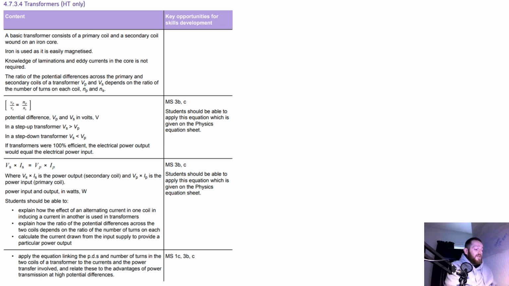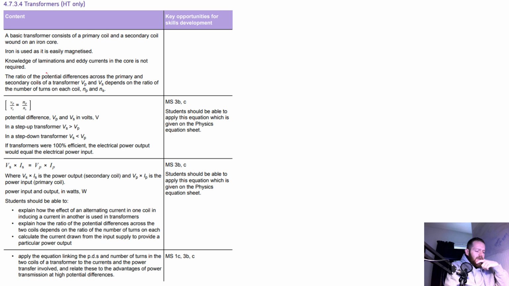A basic transformer, so this is the content that you need to know on the left-hand side. A basic transformer consists of a primary coil and a secondary coil wound on an iron core. Well, you've done that in P2, that's nothing new. Iron is used as it's easily magnetised. You knew that already. Knowledge of laminations and eddy currents in the core is not required, so we don't need to know about these things. I might mention them very briefly later on, not that you need to know it, but just as a reason to something else.